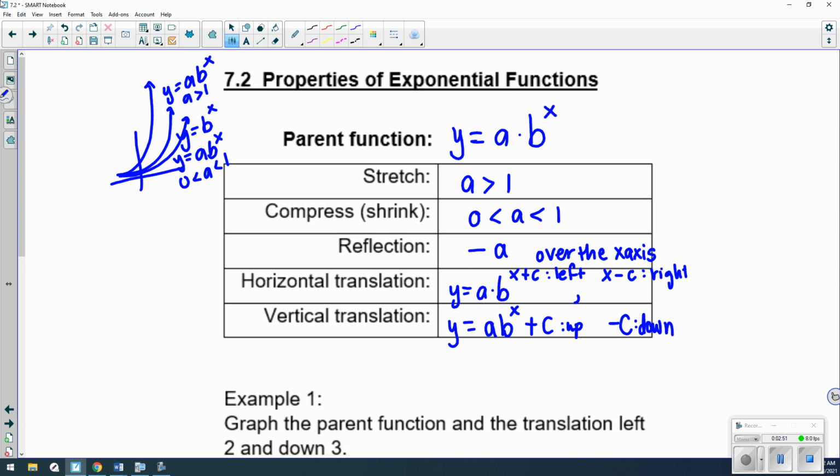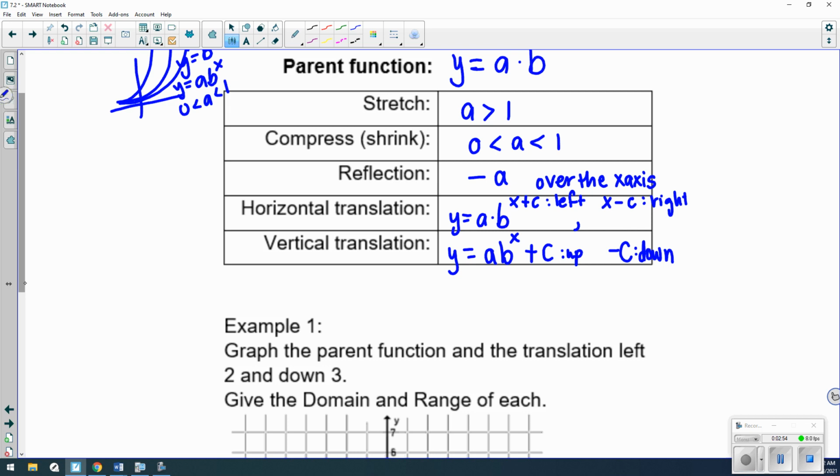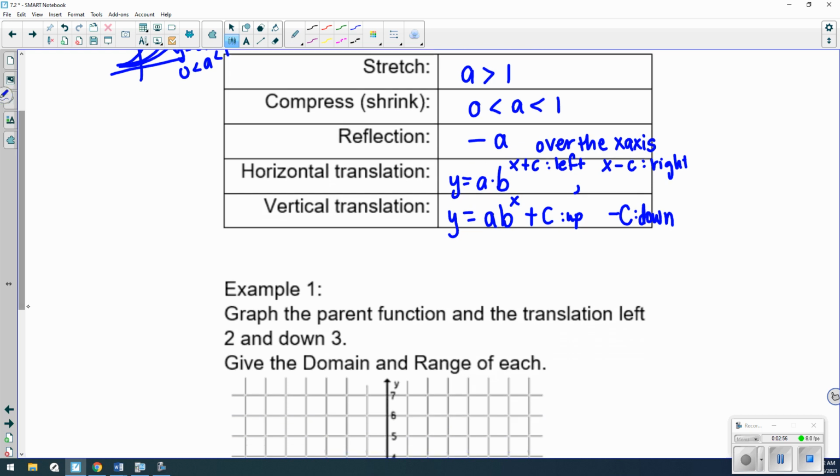All right, then let's take a look at this example. We're going to graph the parent function and the translation left 2 and down 3. I'm going to introduce you to something today, and that is y equals e to the x. And e is the natural base. So e is a number, it's kind of like pi. It's a transcendental number. It has a real meaning. I'm not going to go into what the meaning is. It's the limit of 1 plus 1 over n, to the n, or something like that.